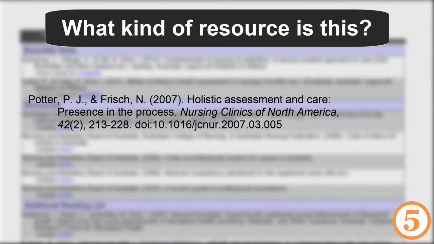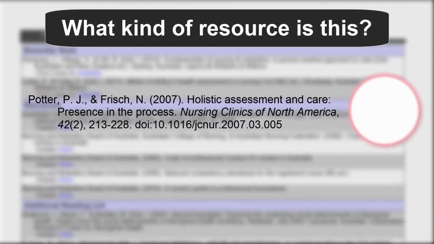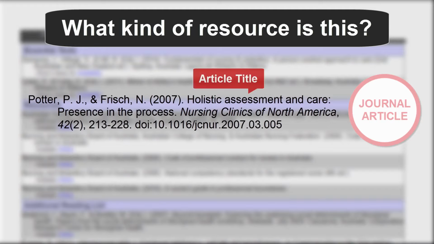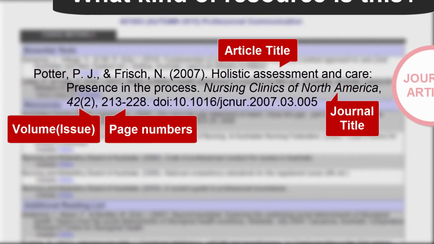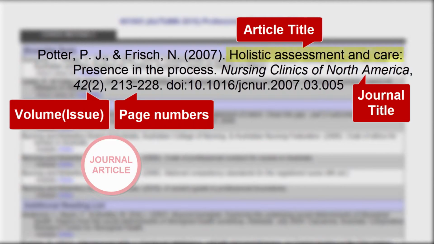What kind of resource is this? Got it yet? This is a journal article. What are the clues? It has two titles, an article title and a journal title. The other big clue is the volume, issue, and page numbers. This article, Holistic Assessment and Care, Presence in the Process, was published in the journal Nursing Clinics of North America, in Volume 42, Issue 2, pages 213 to 228.